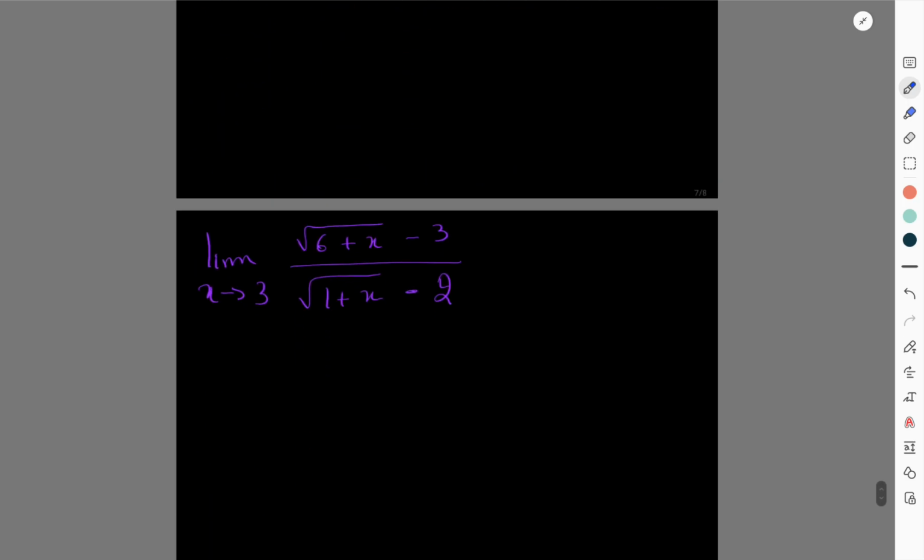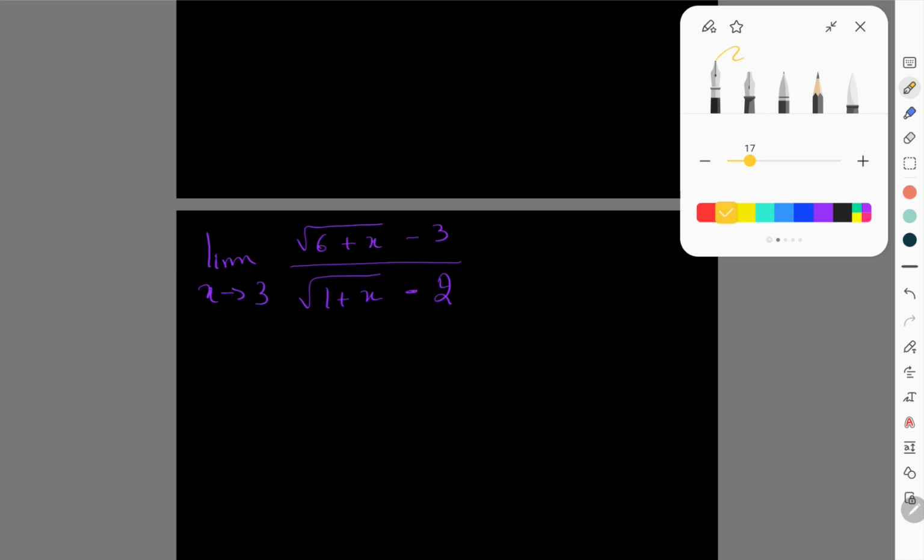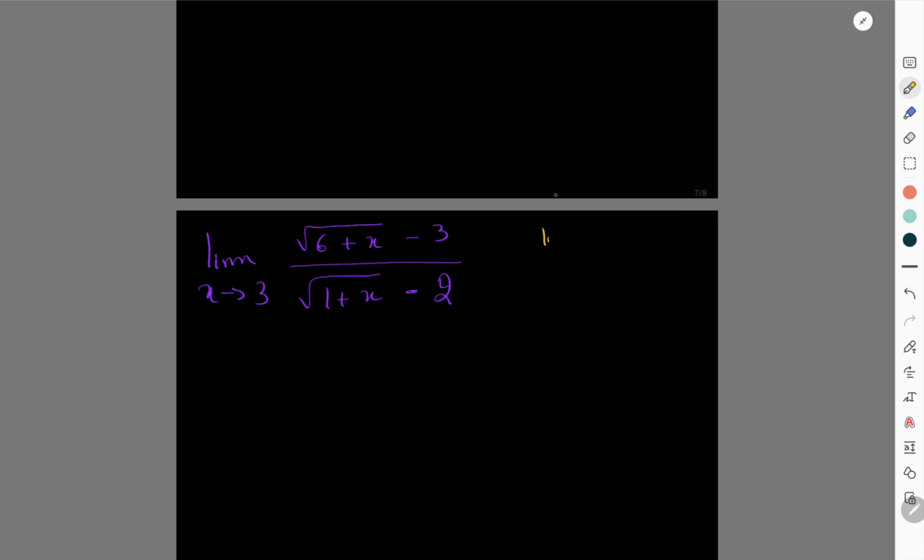Now let us look at the following example: root of (6 plus x) minus 3 over root of (1 plus x) minus 2 as x approaches 3. Let's try to evaluate by plugging in using the limit laws. The top, what will the top approach? It will approach root of 6 plus 3, minus 3, which is 0. And the bottom will approach root of 1 plus 3, minus 2, as x approaches 3, which is also 0. This is root 4 minus 2, and this is root 9 minus 3. So 0 over 0, which is an indeterminate form.